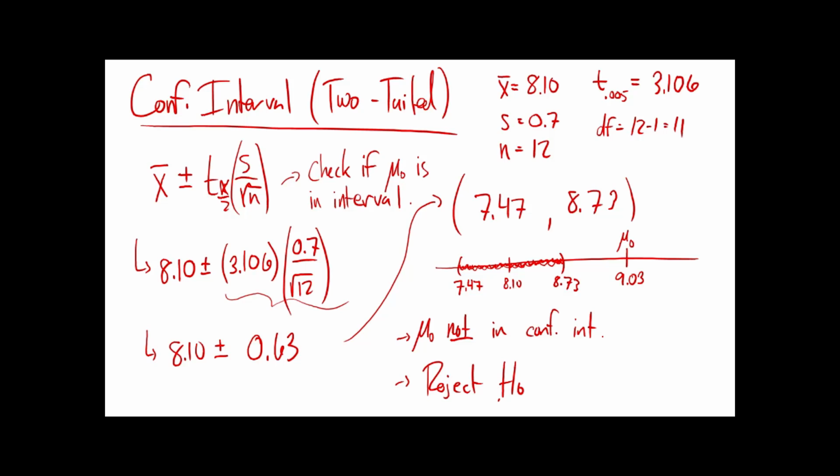All right, and so what does that mean practically? We already made this decision yesterday, but what are we actually saying here about alcohol and the hippocampus? It appears that alcohol does have an effect or does not? Does, yeah. According to this, it would appear that alcohol does have an effect on the size of the hippocampus. All right. Questions on this interval or the test in general? No? Okay. Again, you can only use the confidence interval for a two-tailed test.